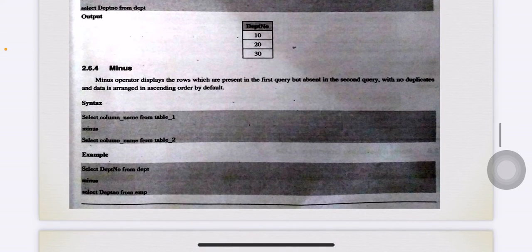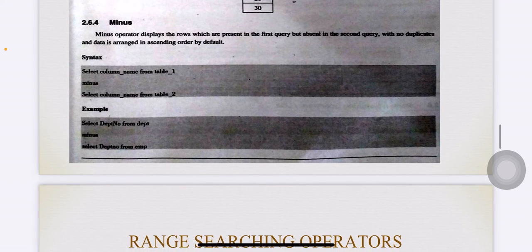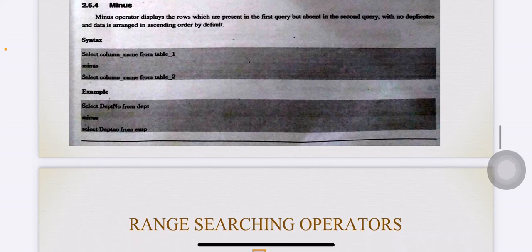Minus: the minus operator displays the rows which are present in the first query but absent in the second query, without duplicates and with data arranged in ascending order by default. Select column name from table 1, minus, select column name from table 2. Example: select department number from department, minus, select department number from employee.